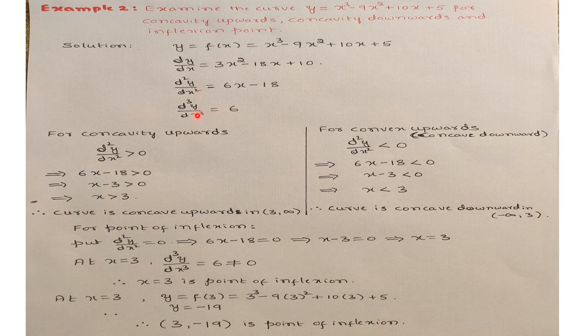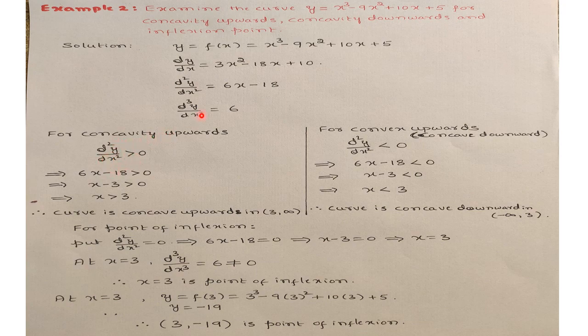Okay, again differentiating, you will get the third derivative. The third derivative is needed to find the inflection points. Here 6x minus 18 differentiation is 6. Okay, first step, concavity upwards. For concavity upwards, d square y by dx square is greater than 0, isn't it?